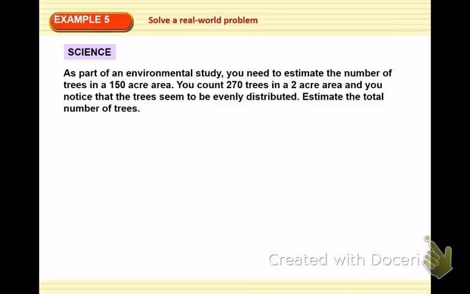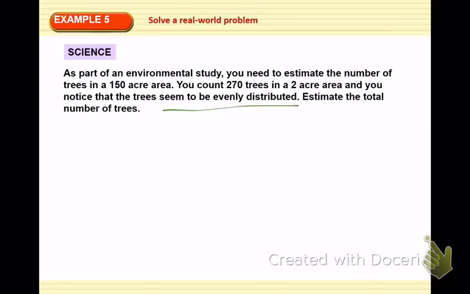Now, how can we use proportions? Remember, a proportion is supposed to let us know that these two ratios are equal. So as part of an environmental study, you need to estimate the number of trees in a 150-acre area. You count 270 trees in a 2-acre area, and the last thing you want to do is count more trees in a 150-acre area. But we can assume that the trees are going to be evenly distributed.